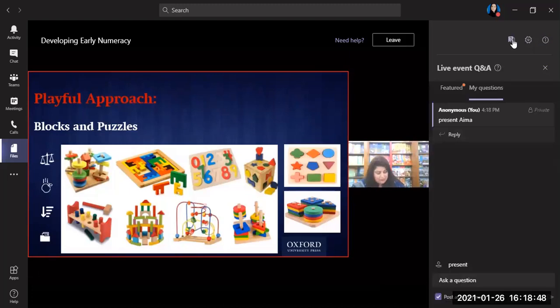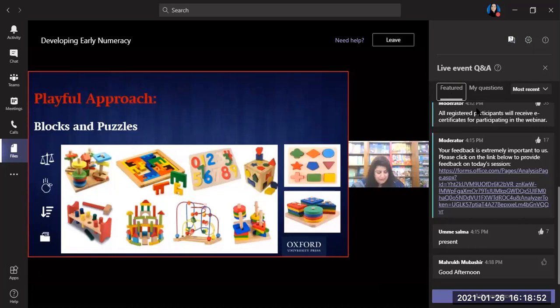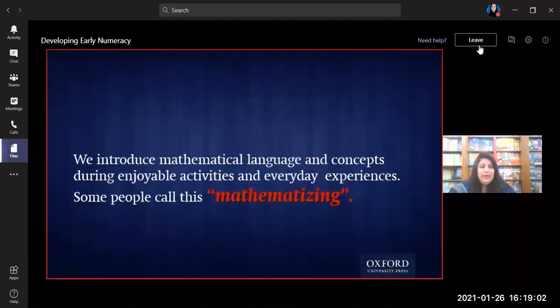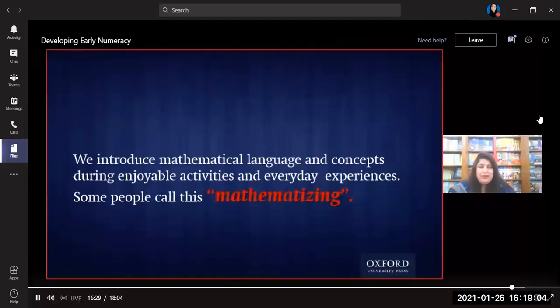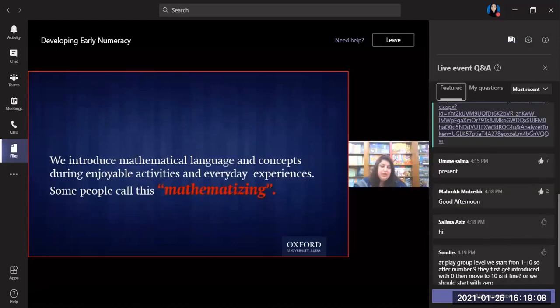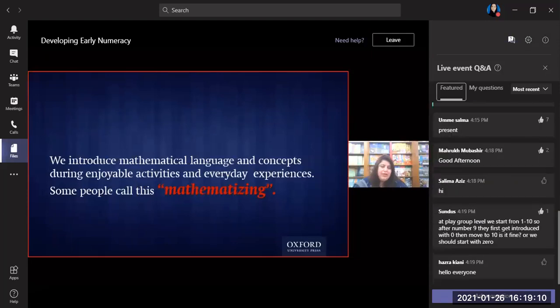We introduce mathematical language and concept during enjoyable activities and everyday experiences. And sometimes this is also known as mathematizing. So when you actually use the mathematical language and concept in an enjoyable activity, children are basically mathematizing.